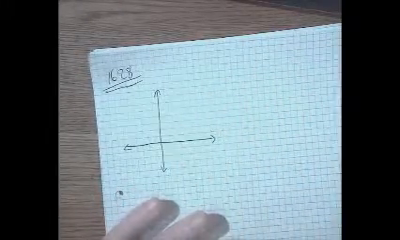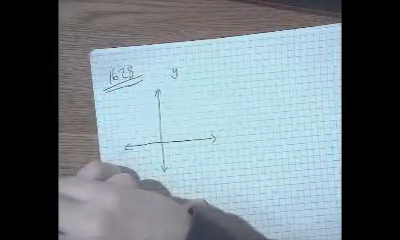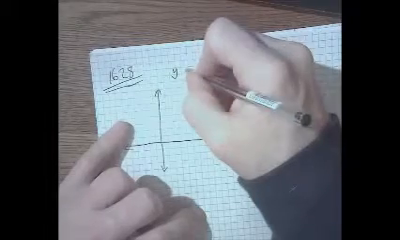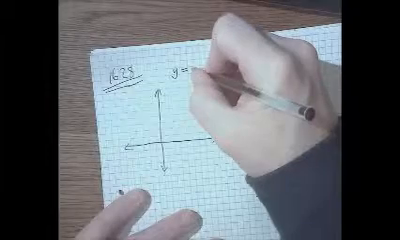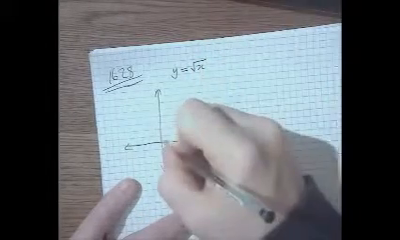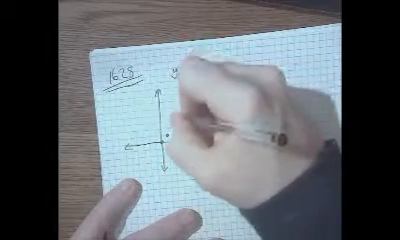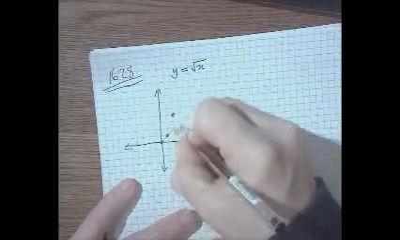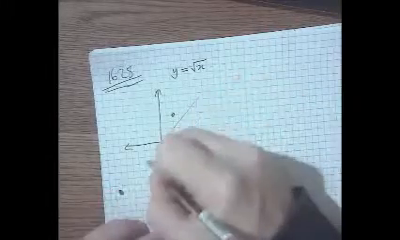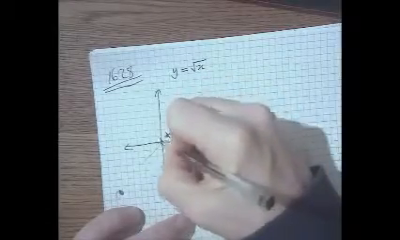So, for example, the inverse of y equals root x is y equals x squared. And so what I'm telling you to do is reflect it in that line. So that goes over there, that stays there, and that stays there.